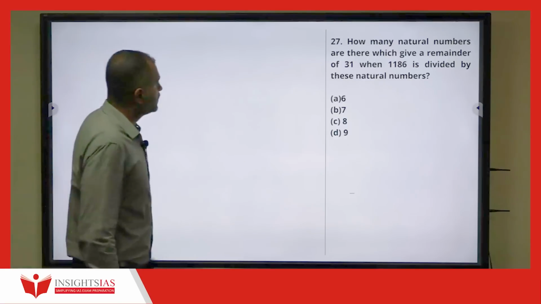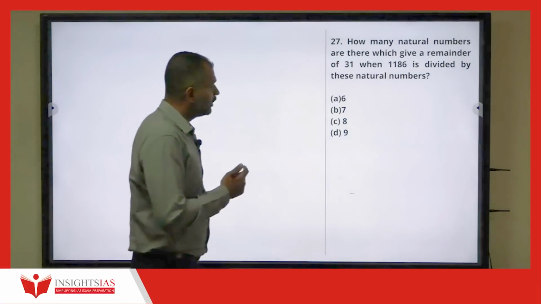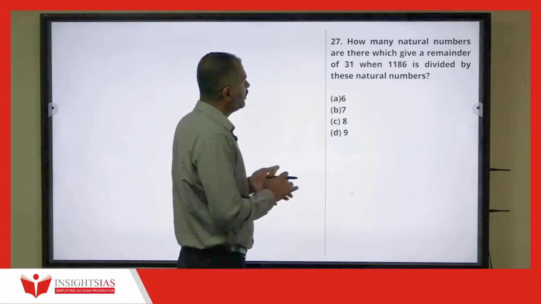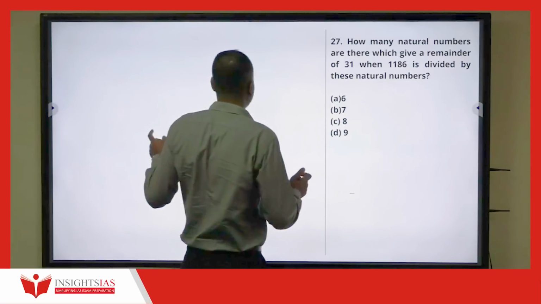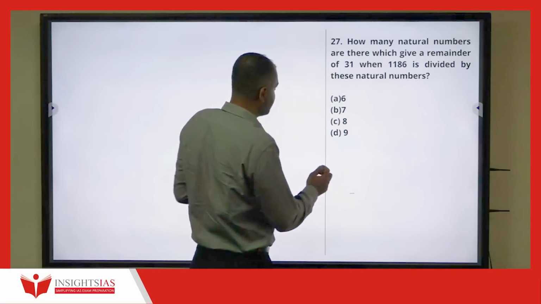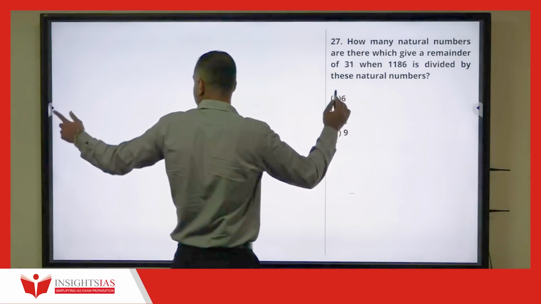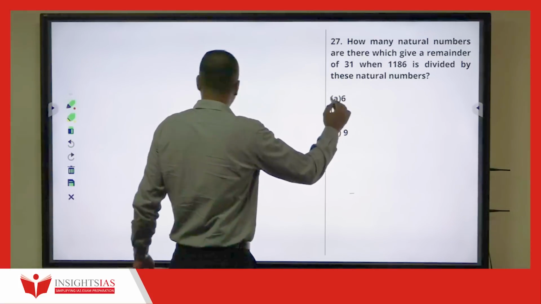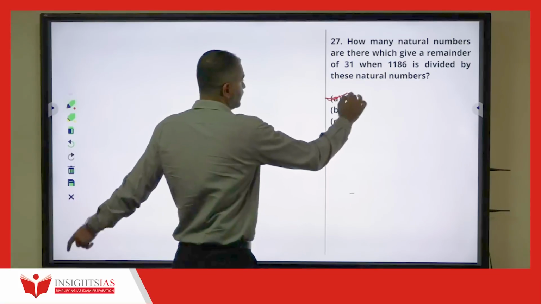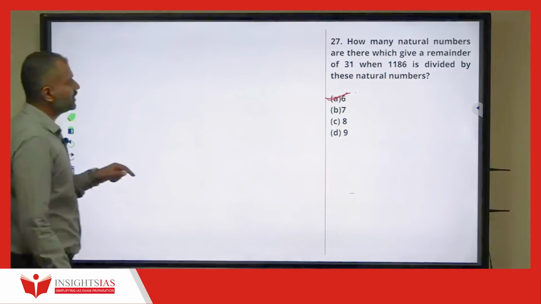See, this is a conceptual question. We have to develop a concept here, with a lot of trial and error. This is a lengthy procedure to explain here, hence I am skipping the explanation part. I am giving only the answer. The answer is 6 here. I will come with the explanation for this kind of questions.